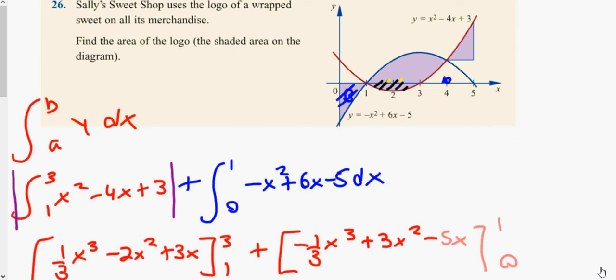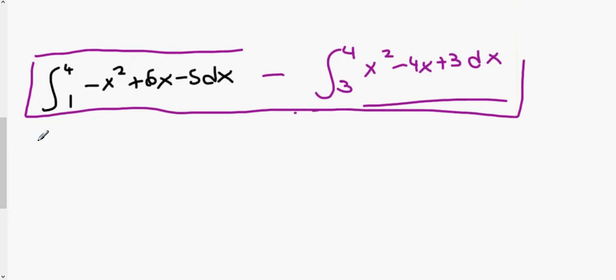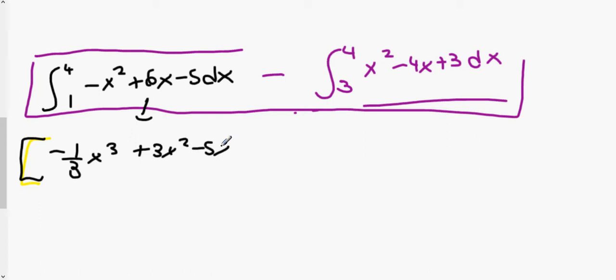Now we're expecting a bigger number than 7 over 3 and 4 over 3 that we got earlier. So let's see if we're correct. Okay, so integrate, and what we're going to get just for this part here only is going to be minus a third x cubed plus 3x squared minus 5x, integral of 4 to 1.